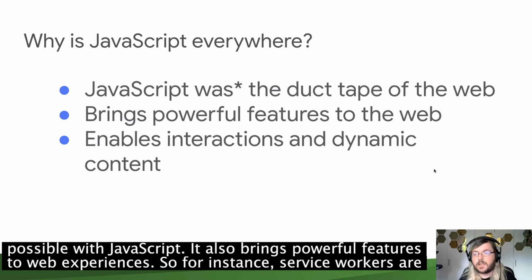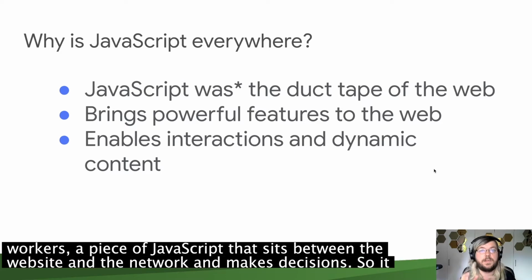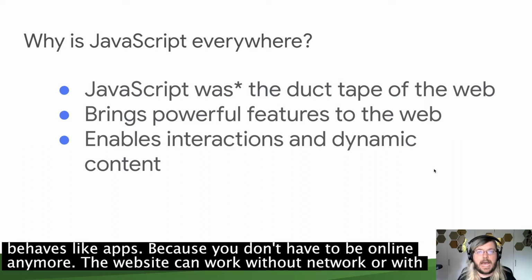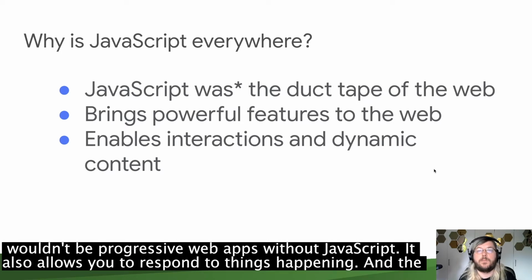So for instance, service workers basically allow websites to work offline or independent of the network. That's done by using JavaScript. A service worker is a piece of JavaScript that sits between the website and the network and makes decisions. So it behaves like apps because you don't have to be online anymore. The website can work without network or with slow network. But that is powered by JavaScript. Without JavaScript, that wouldn't exist. Progressive web apps wouldn't be progressive web apps without JavaScript.